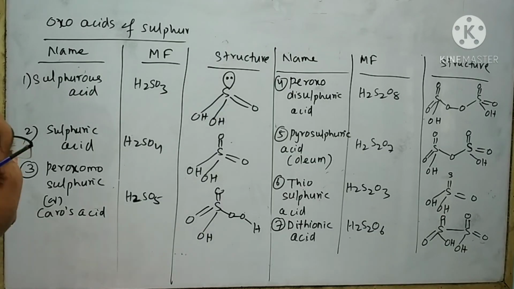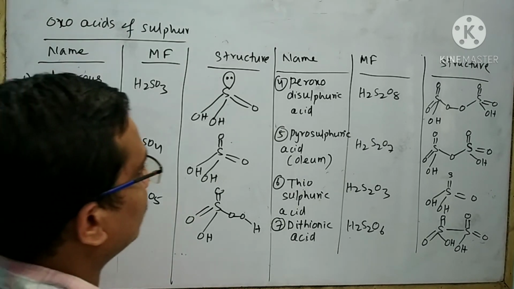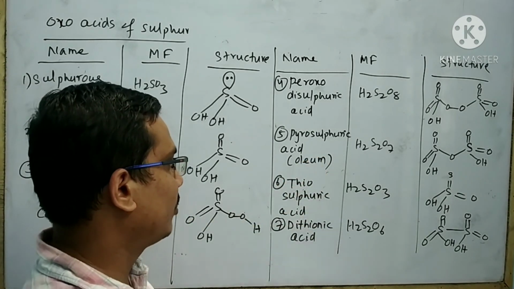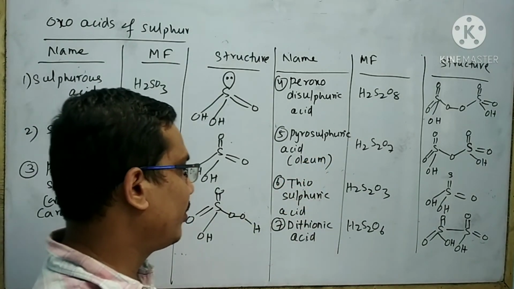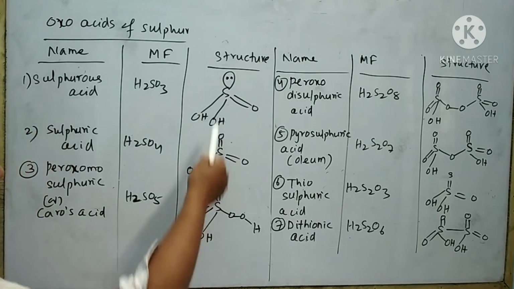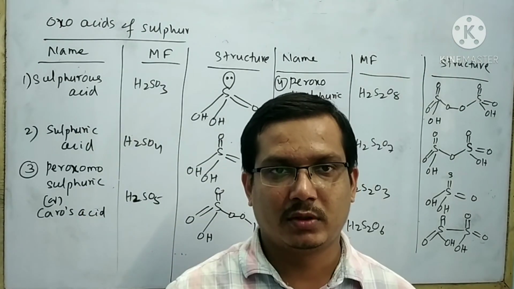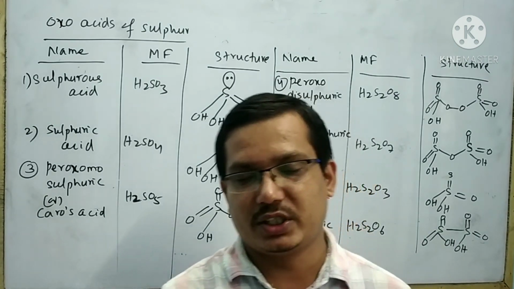Next I will explain the oxo acids of sulfur. These are some oxo acids of sulfur. These oxo acids are sulfurous acid, sulfuric acid, caro's acid, peroxodisulfuric acid, pyrosulfuric acid, thiosulfuric acid, and dithionic acid. These are the structures of the corresponding oxo acids. This is all about group 16 elements.